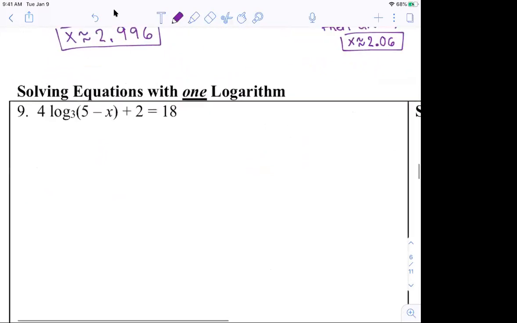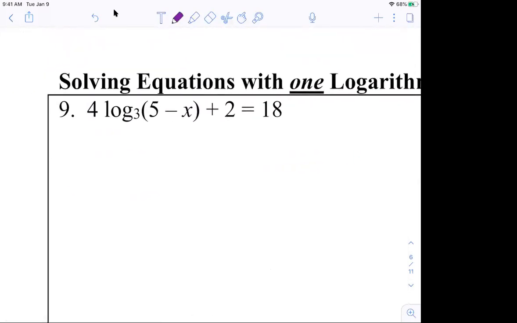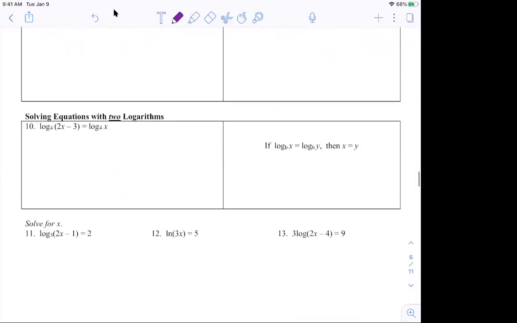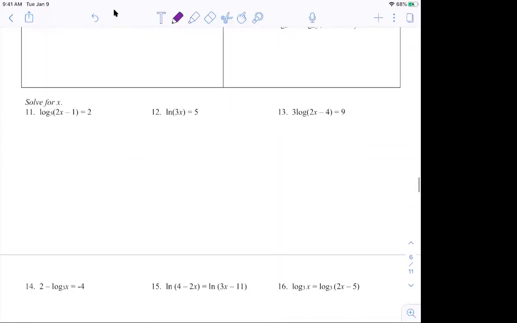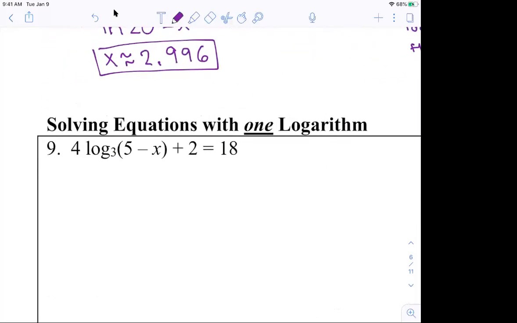Okay. Now we're also going to solve equations with one logarithm. So this is now going in the opposite direction. If you have one log, our goal now is going to be to isolate the log, just like we tried to isolate the exponent part to turn it into log. We're doing the opposite, and we're turning it into exponential form. So we're going to try to isolate this by subtracting 2 from both sides.